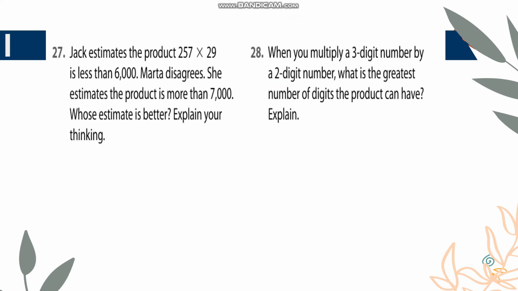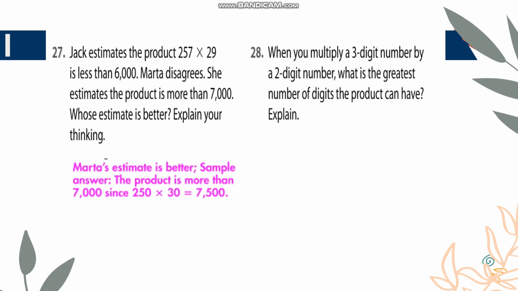27. Dan estimates the product of 257 by 29 is less than 6,000, and Martha disagrees. She estimates the product is more than 7,000. Whose estimate is better? It should be Martha's estimate, because the product is more than 7,000, since 250 multiplied by 30 is 7,500.